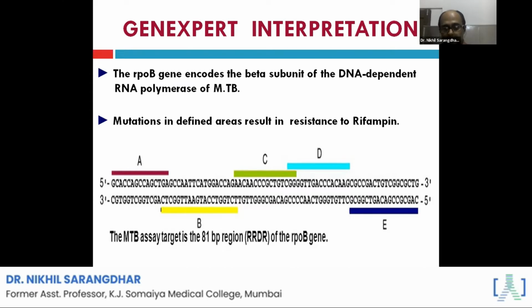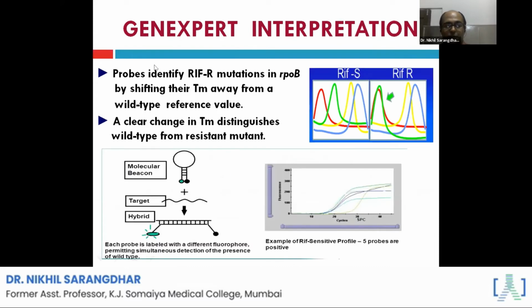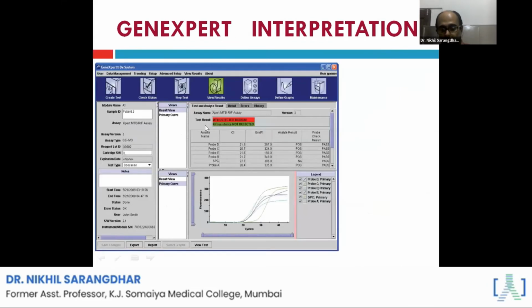So GeneXpert basically detects, you see, units A, B, C, D, and E in the RPOB gene, which encodes DNA-dependent RNA polymerase for rifampicin. So the GeneXpert probes identify RIF resistance mutations in the RPOB gene by shifting their Tmax away from a wild-type reference value. A clear change in the Tmax distinguishes a wild type from a resistant mutant.